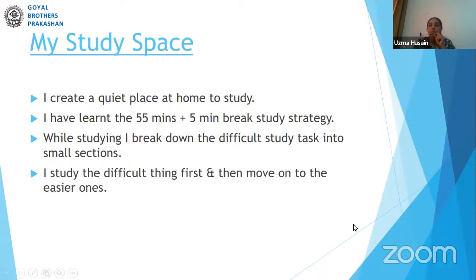So no need to swipe over pages of the textbook, rather refer to your notes. And believe me, it really helps. If you follow the instructions, it will really help, and nobody will stop you from getting that 40 on 40 this year. I study the difficult thing first and then move on to the easier ones.